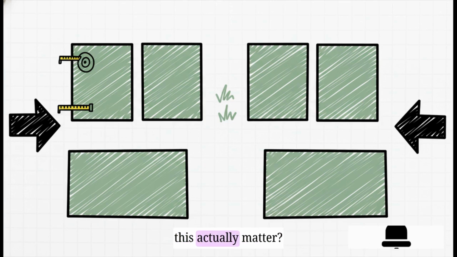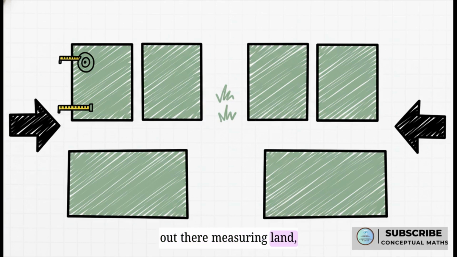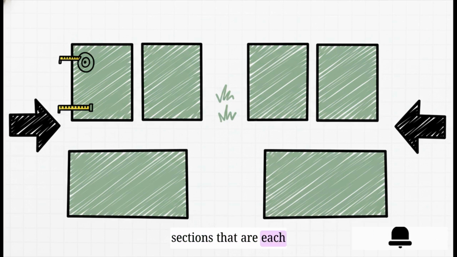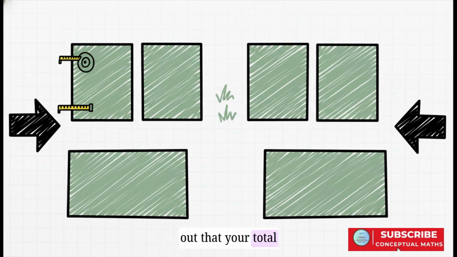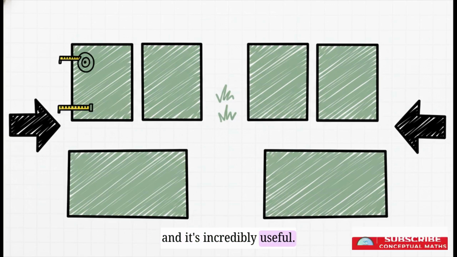But why does this actually matter? Well, let's bring in a real-world example from our source material. Imagine you're out there measuring land, and you have 4 sections that are each 1/2 meter long. By doing this quick math, you've just figured out that your total plot length is exactly 2 meters. See, it's practical, it's easy, and it's incredibly useful.